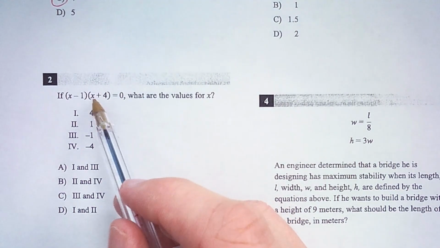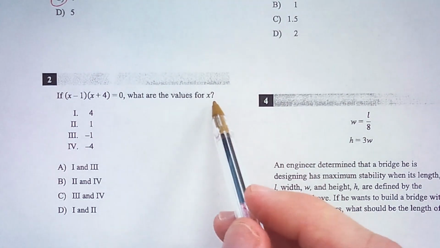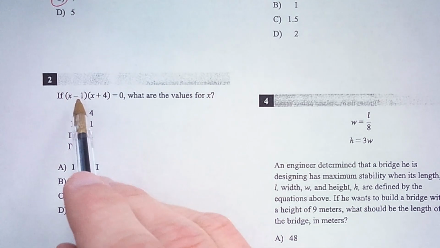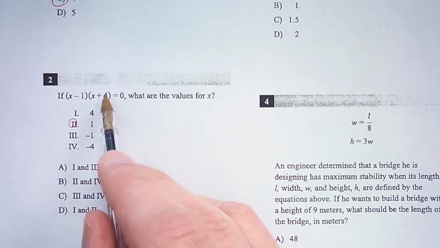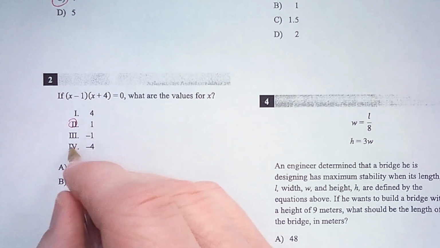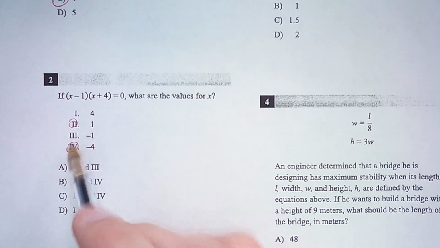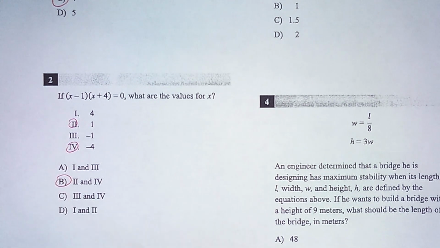If x minus 1 times x plus 4 equals 0, what are the values for x? A value of 1 would make this factor a 0. A value of negative 4 would make this factor a 0. So I've got 1 and negative 4. That is option B.